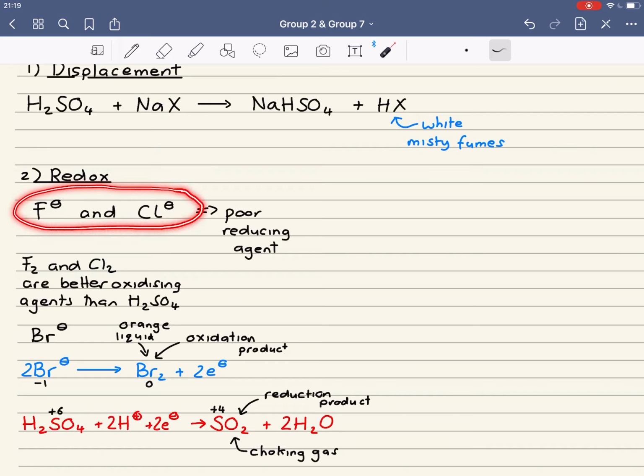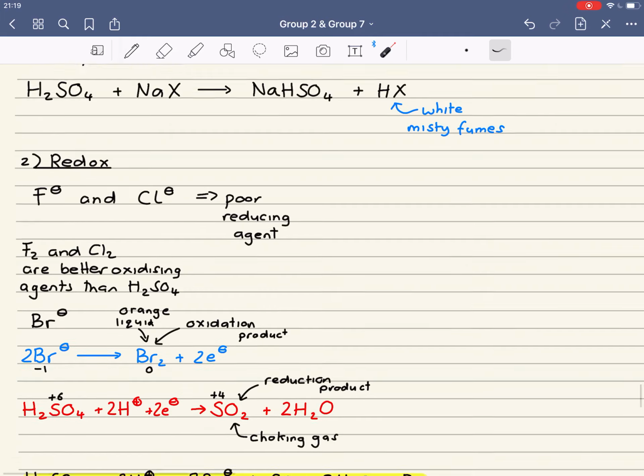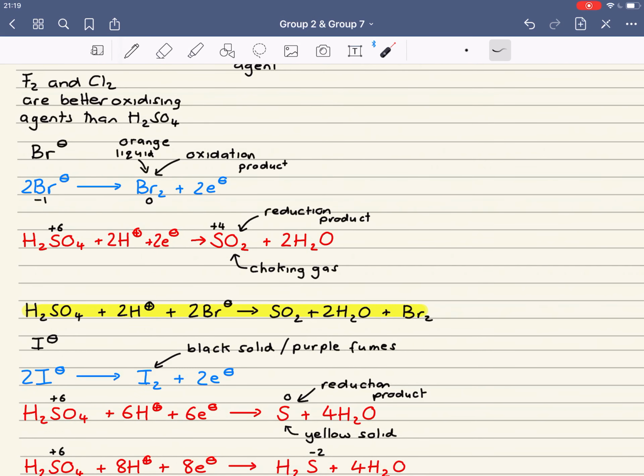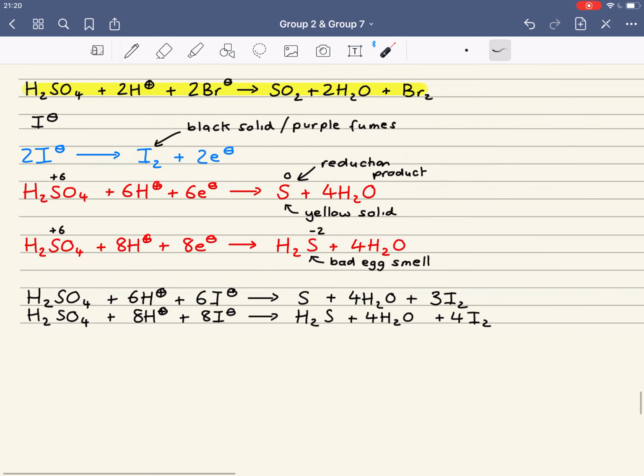they hold onto the electrons too strongly, so there is no redox reaction which occurs with fluoride and chloride ions with sulfuric acid. The bromide ions will reduce the sulfuric acid to SO2 only, and that is seen as a choking gas. Remember that the SO2 is a reduction product. The bromine, which is an orange liquid or orange fumes, is an oxidation product formed from the oxidation half equation.